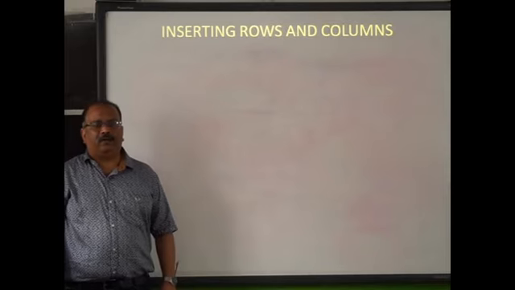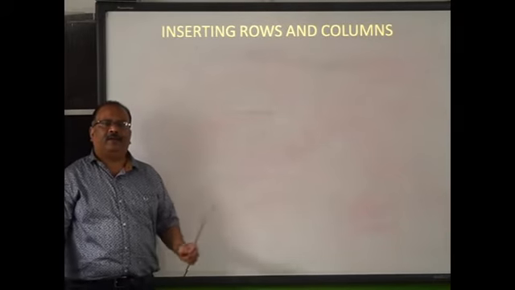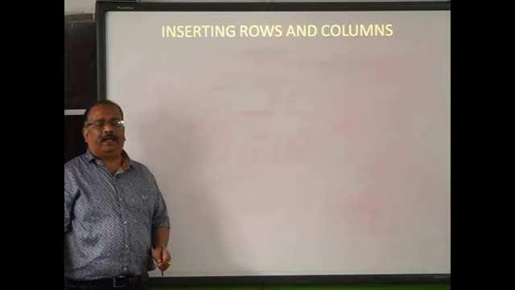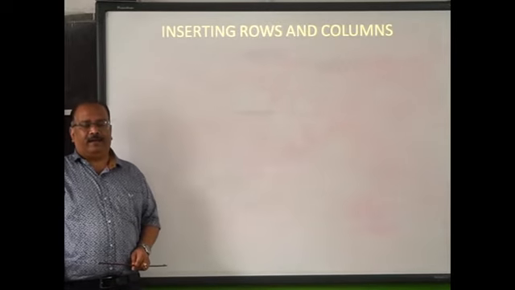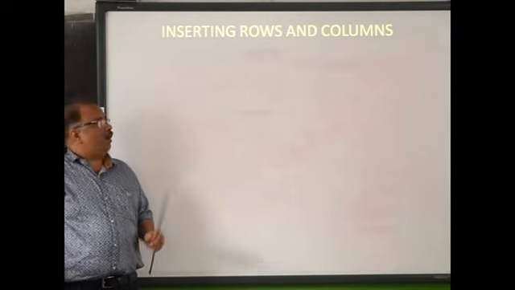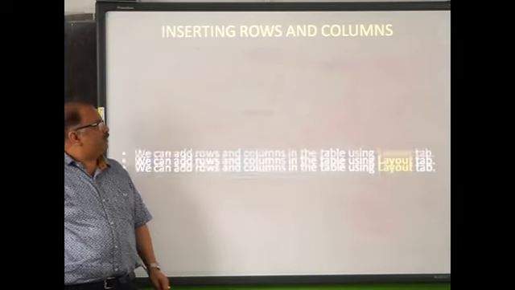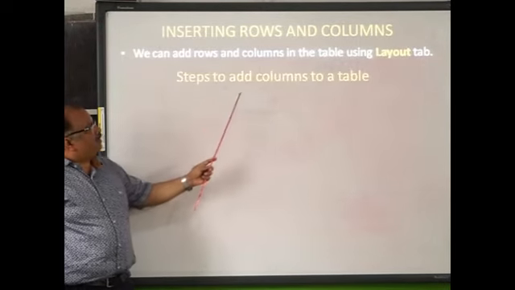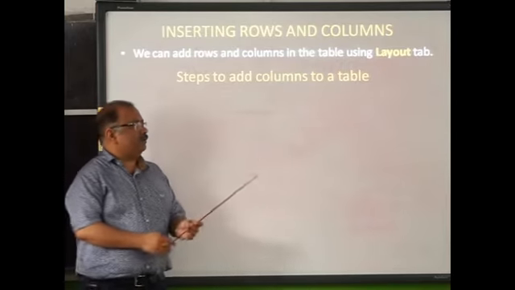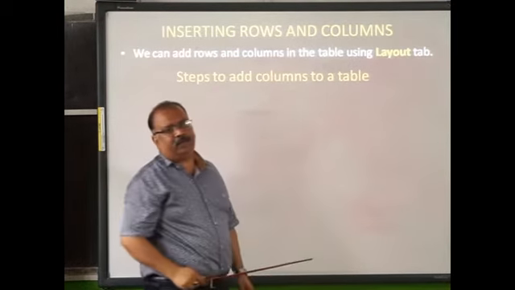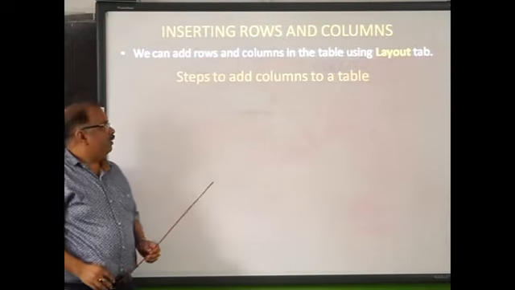Now inserting rows and columns. For example, you had opted for 4 rows and 3 columns, but later on you think that one more column is to be added, or 2 or 3 more rows are required. So how to insert these rows and columns? Look at the steps. We can add the rows and columns in the table using the layout tab. So this is something you should remember. How can we do it? We can use the layout tab.